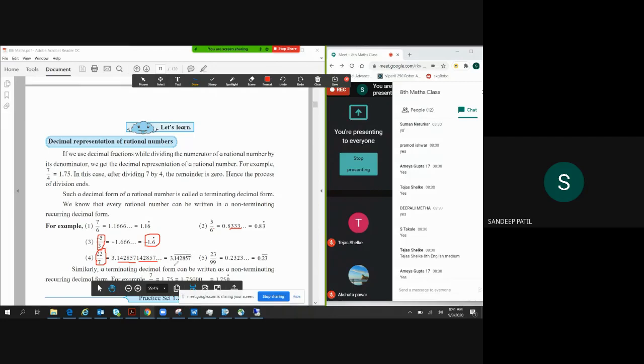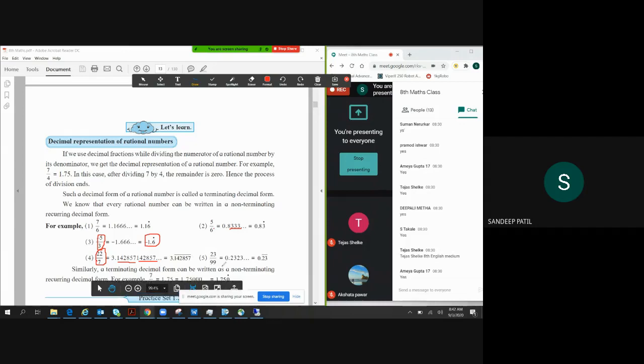So what do we do if more than one number is repeating? We will put a bar on the top of those numbers, those 6 numbers, right? So on top of that we put one line that is called a bar line, and this line represents that these 6 numbers are repeating. So these 6 numbers are repeating, hence we have put one line on top of those numbers.